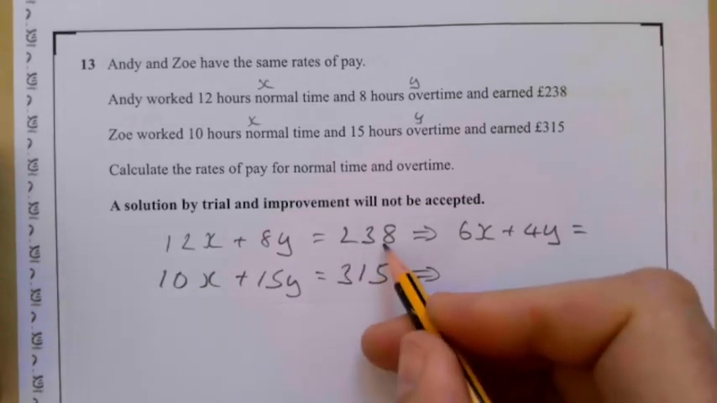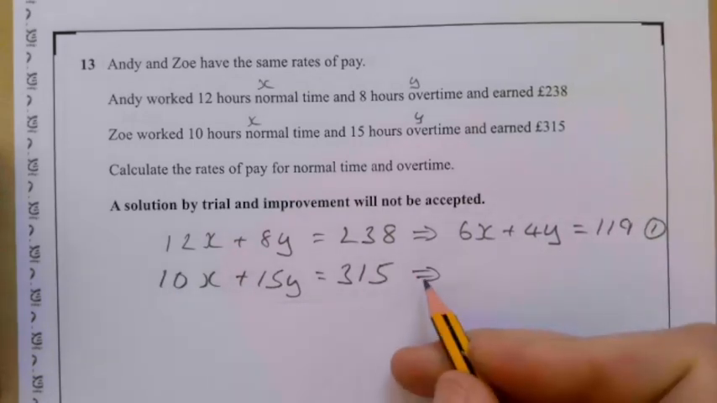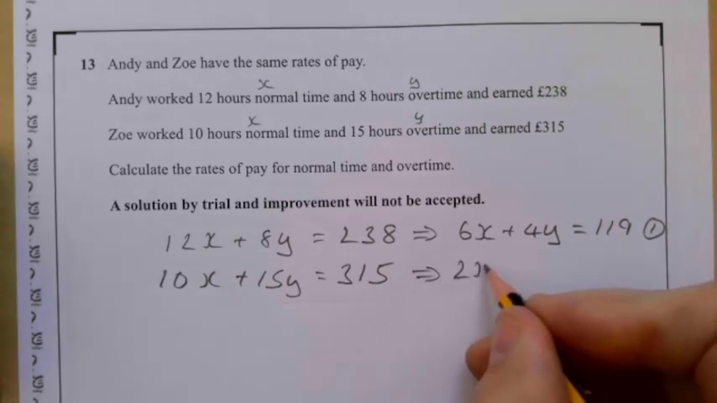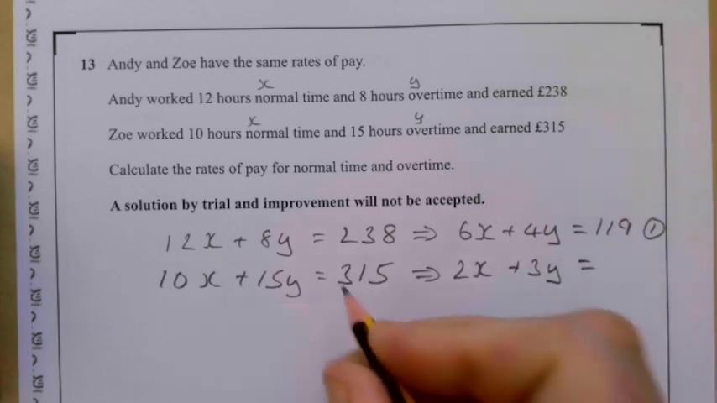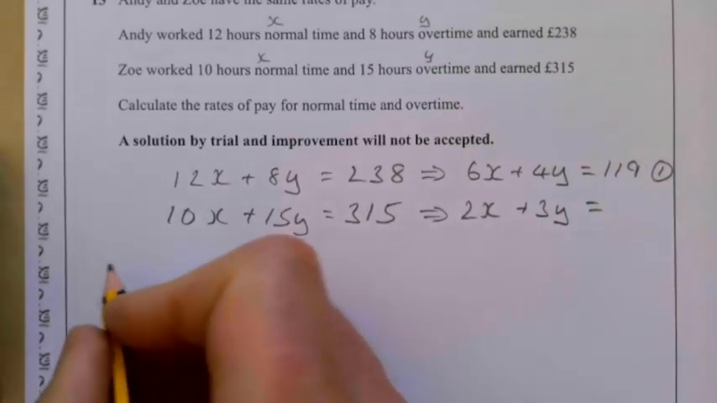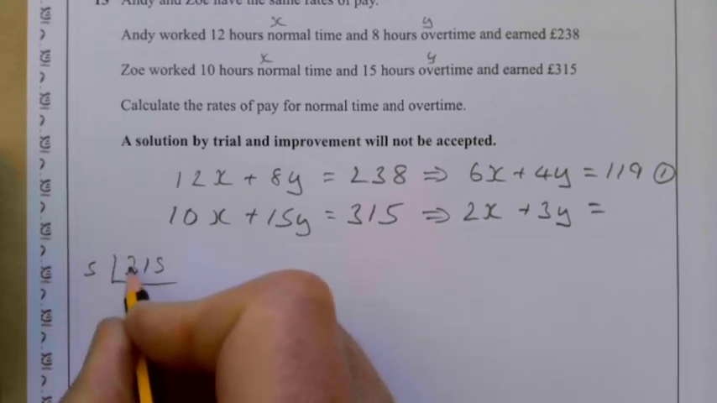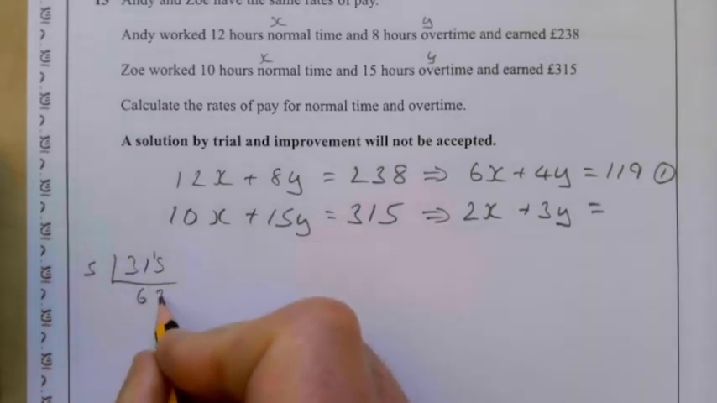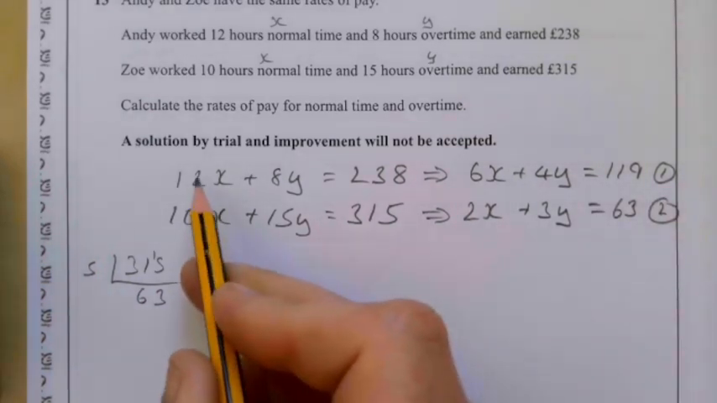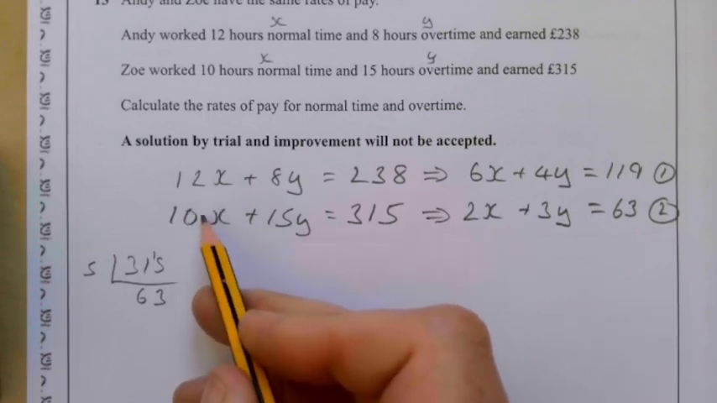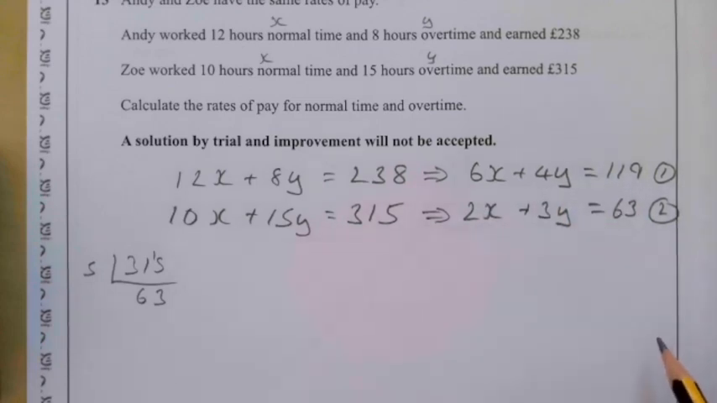equals, what's half of that? 119. I'll call that number 1, and then divide that one by 5. 2x plus 3y, and then 315 divided by 5. We'll just not worry too much about this. So 15 divided by 5 goes in 3 times, and 300 divided by 5 goes in 60 times. Gives me then 63. And that's 2. Now, of course, you can just multiply up, make this into 120. Totally fine. There's no issues with that. To be honest, it's maybe easier. But this way should work out okay for us.